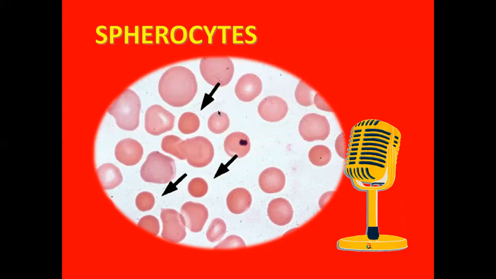And the conditions associated with these spherocytes, the two most common are hereditary spherocytosis, of course, and the other one is AIHA, autoimmune hemolytic anemia. So remember, the two most common conditions associated with this type of poikilocyte are hereditary spherocytosis and autoimmune hemolytic anemia. Additional to that, ABO incompatibilities may also be associated with this type of condition. And that's it for the spherocytes.